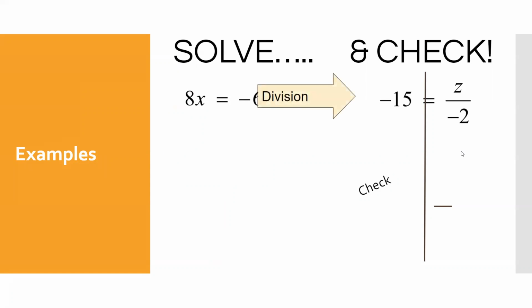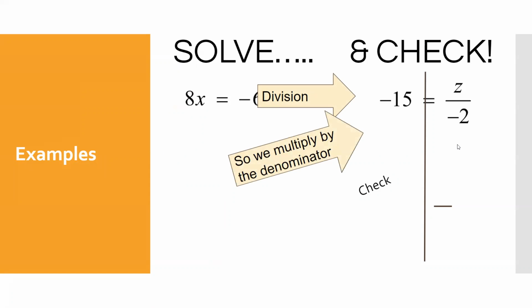And this time it's division. So we're going to do the inverse, which is multiplication by our denominator, that bottom negative 2. So we're going to multiply both sides by negative 2. So we keep this equation balanced.